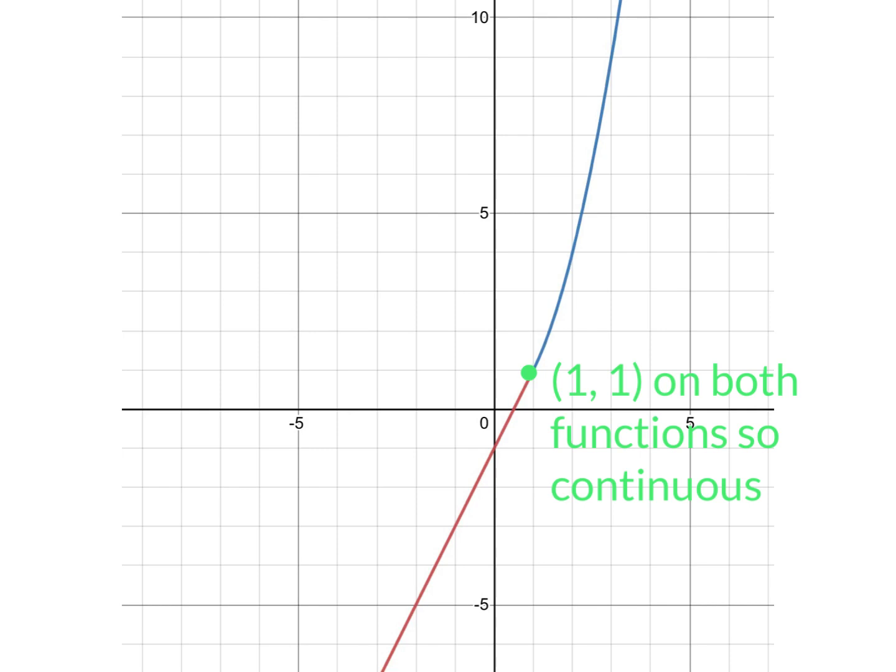So for our two functions, the first one, the red line that's been drawn, is 2x minus 1. When x equals 1, y equals 1. And on our blue curve, because it's x squared, when x equals 1, y equals 1. So since it's the point (1, 1) on both functions, it is continuous.